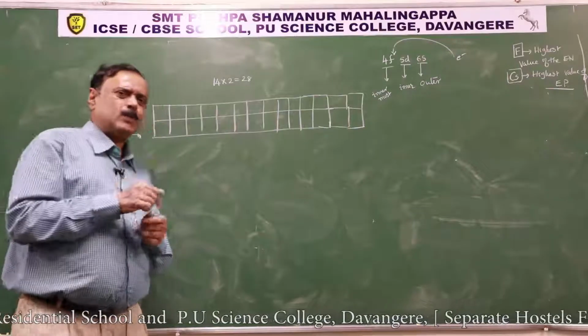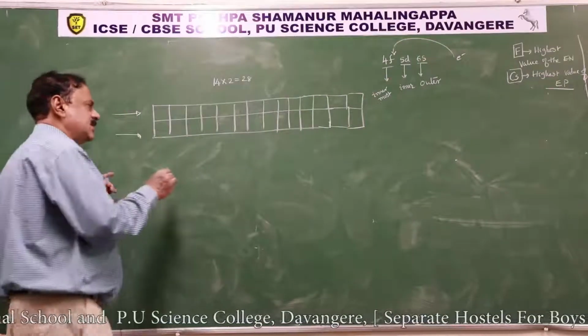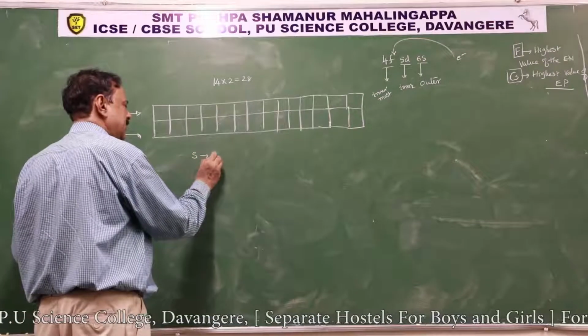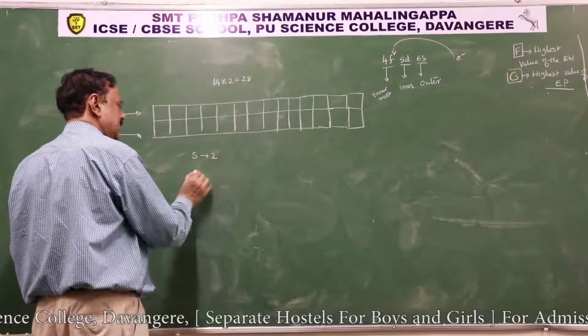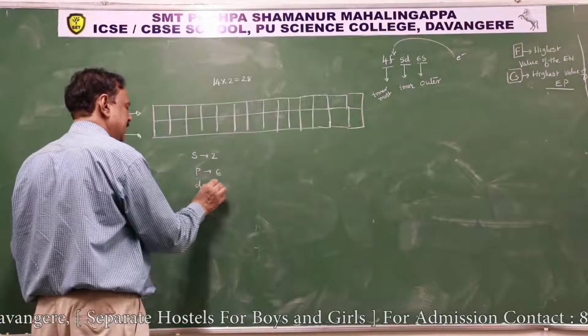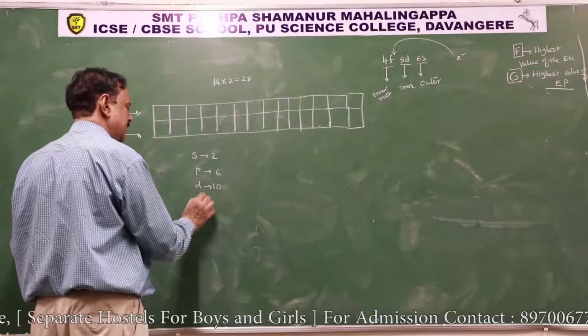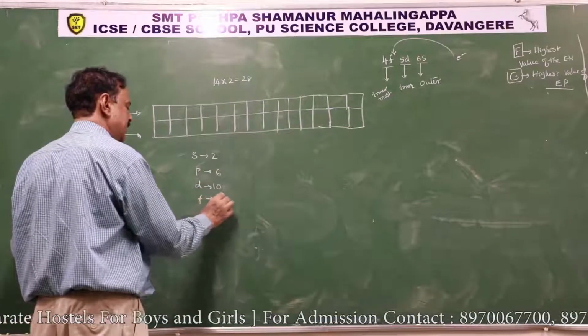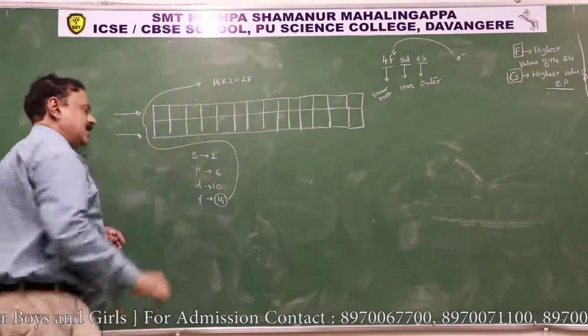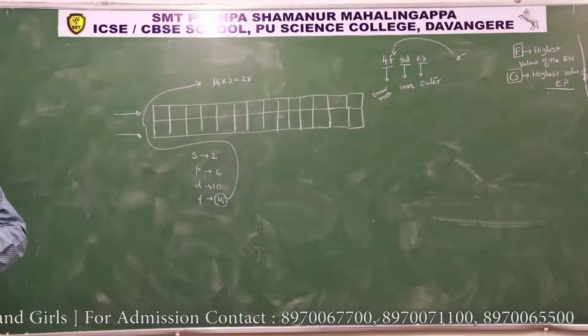Why only 14 groups are there? In the last class we discussed that the s atomic orbital has the capacity to accommodate 2 electrons, the p atomic orbital 6 electrons, the d atomic orbital 10 electrons, and the f atomic orbital 14 electrons. That is why 14 groups are there in the f block of the modern periodic table.